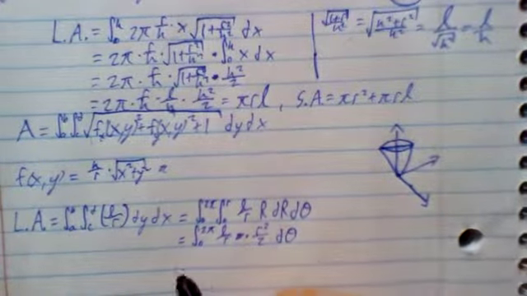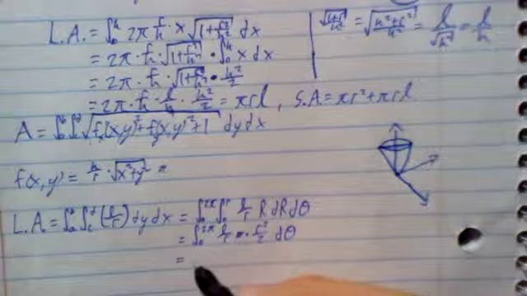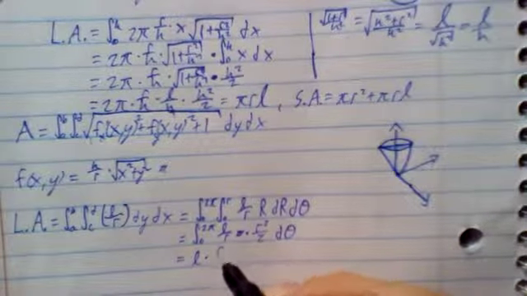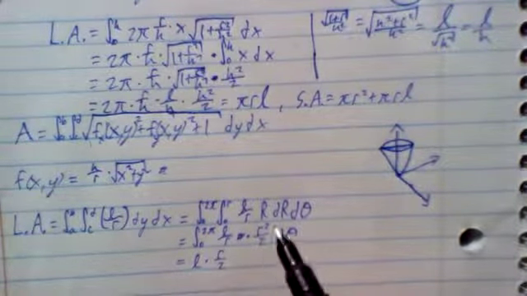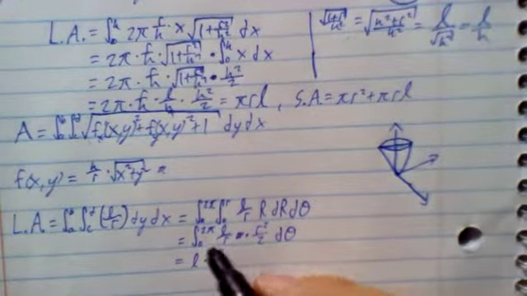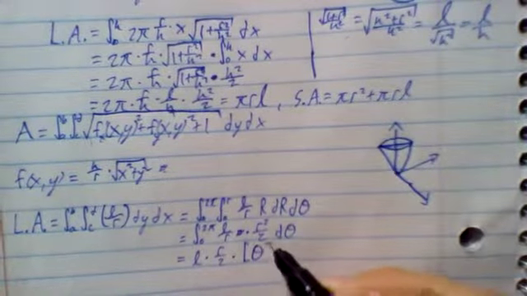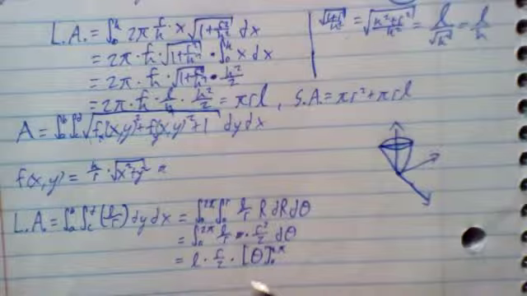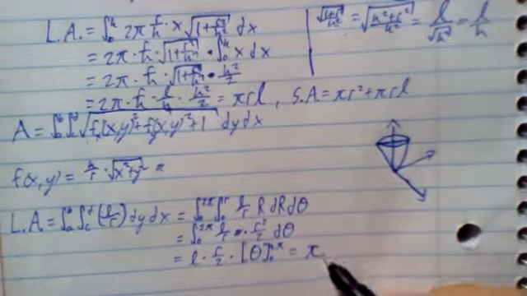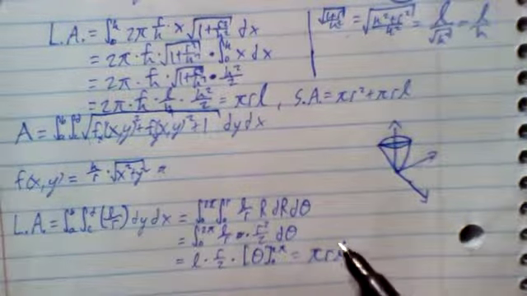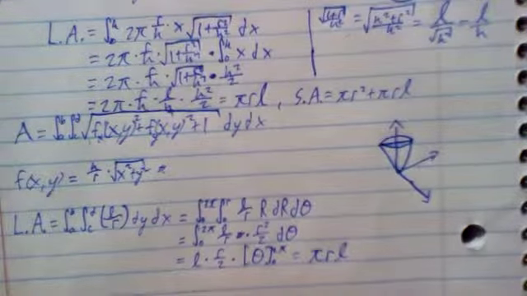And now, after a little bit of simplification, we will have L times r on 2 outside of the integral from 0 to 2 pi of nothing, just 1 d theta, and that's going to be equal to theta. So it's theta from 0 to 2 pi, and that's equal to 2 pi r l on 2, which is equal to pi r l. And again, we can find our surface area by adding pi r squared to pi r l, our lateral area.